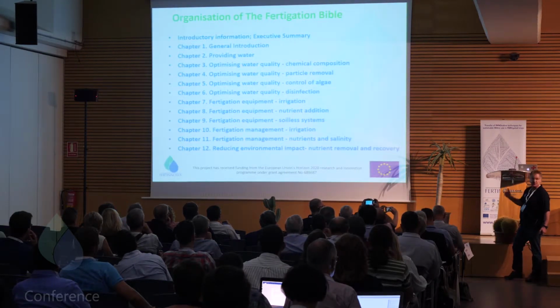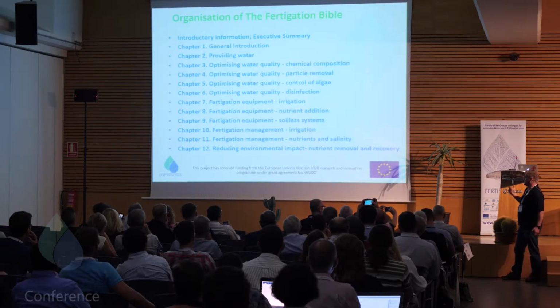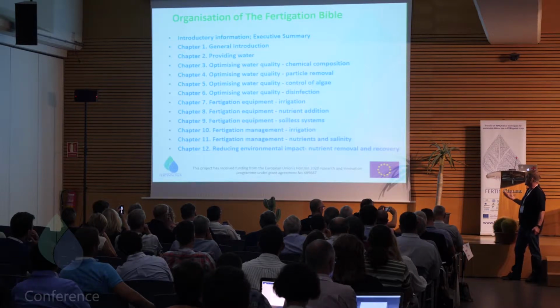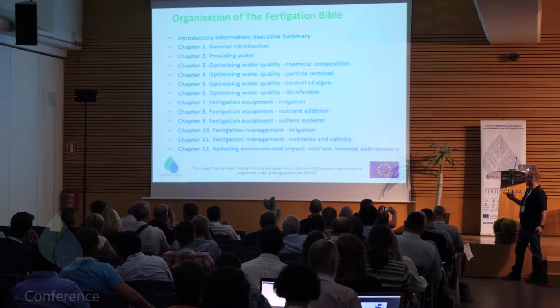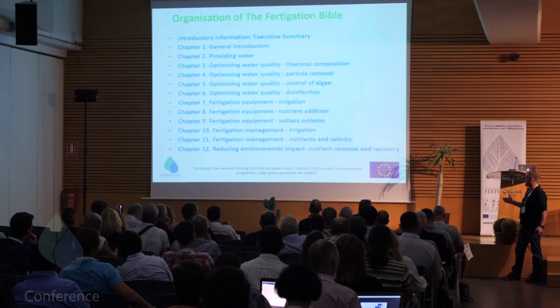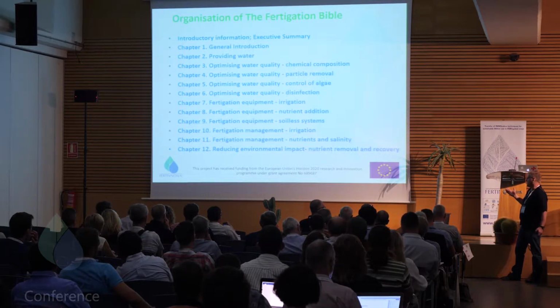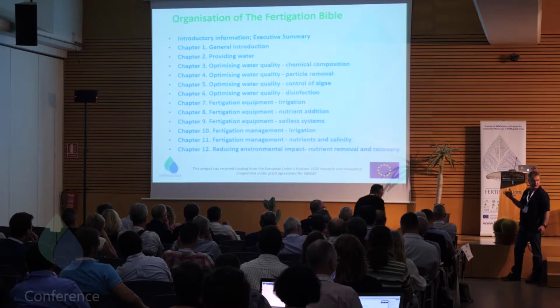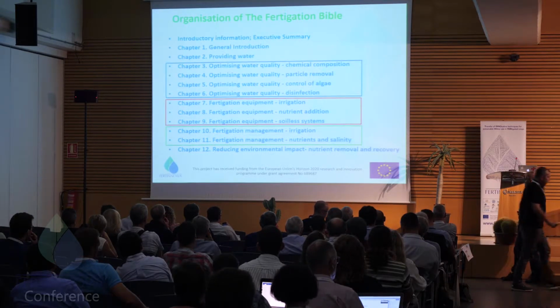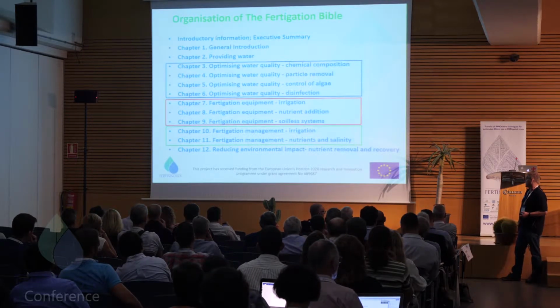Okay, this is the basic organization. To begin with, there's some introductory information, executive summary, etc. There's an introductory chapter, putting things in context. And then from chapters 2 to 12, we have the chapters which are descriptions of technologies. Now, we can group these into basically 5.